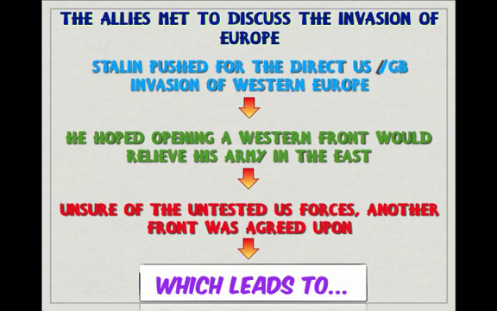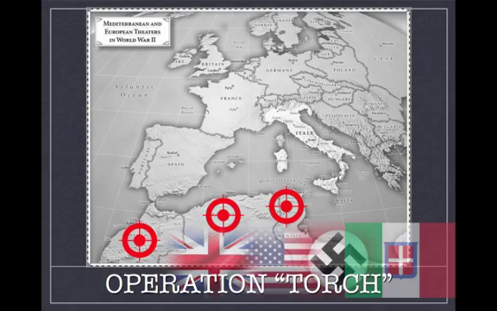So the Allies met to discuss the invasion of Europe. Stalin pushed for a direct U.S.-Great Britain invasion of Western Europe. At this point, his troops were the only ones fighting in mainland Europe, and he wanted help. He hoped that opening a Western front would relieve his army in the east. Unsure of the untested U.S. forces, another front was agreed upon. So this leads us to Operation Torch.